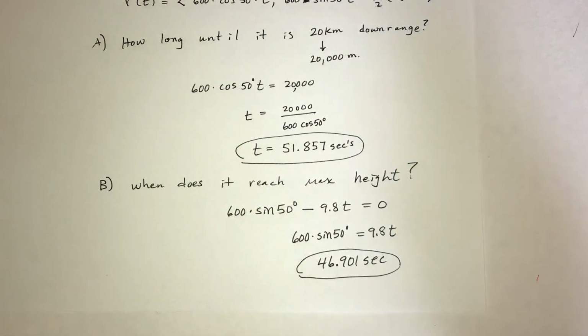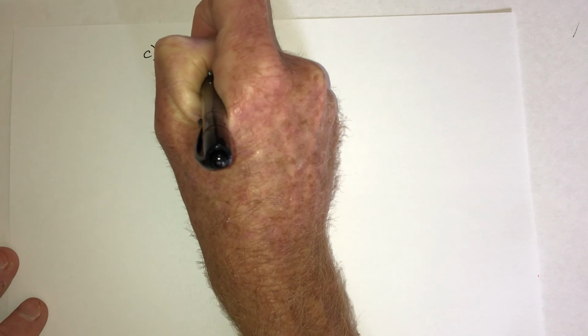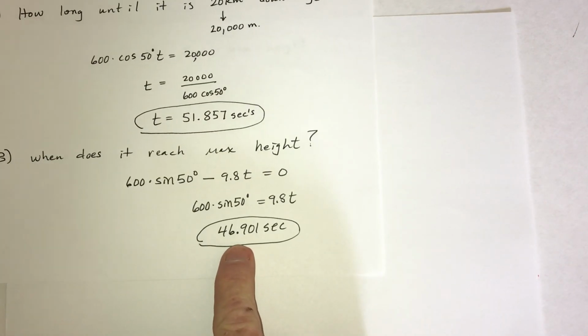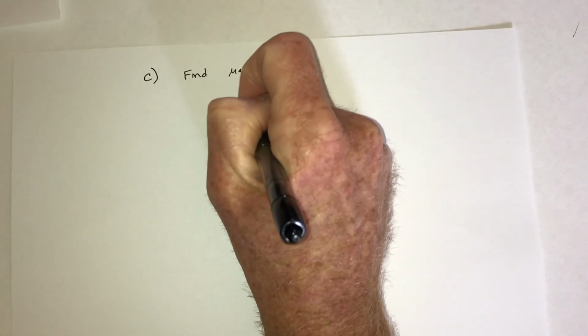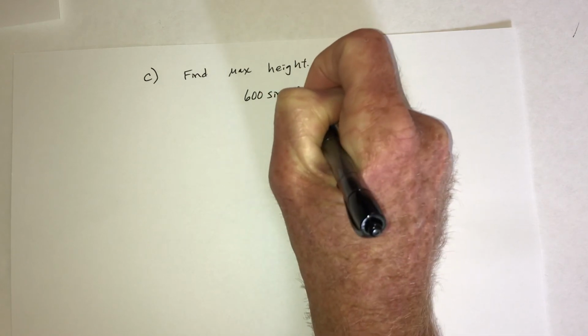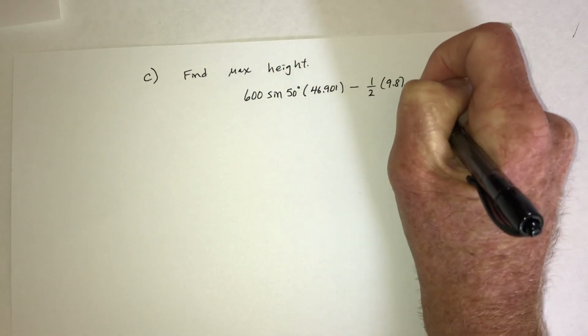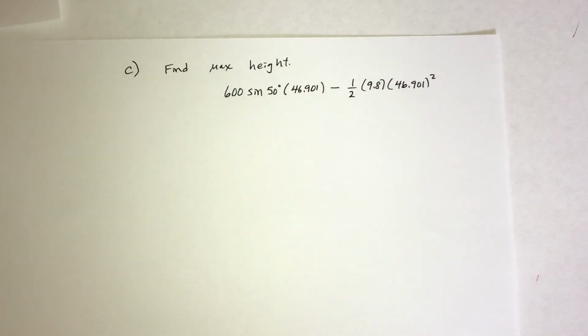Then, part C, what is the max height? And I'm modeling this problem after, I think it's like the last 2 or 3 questions in the homework that are just like this. So part C, find the max height. So we just found out when it's going to reach the maximum height. Since height is just about the y value, all we need to do is plug that in here. So that's going to be 600 sine of 50 degrees, and then plug in the 46.901 seconds, minus 1/2 9.8, and then t gets squared, 46.901 squared. And that's going to be the max height.